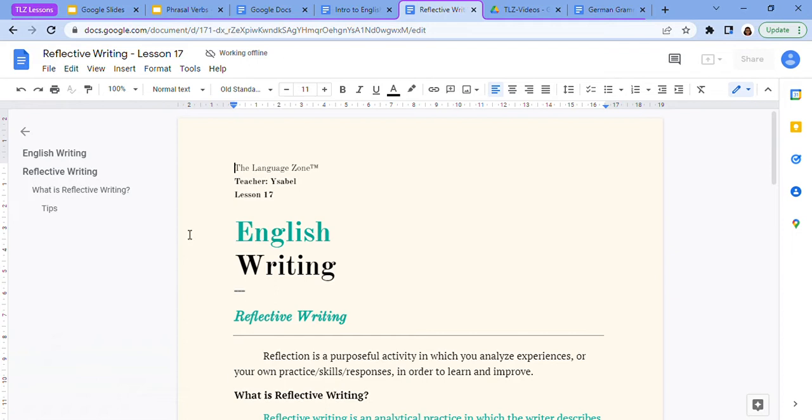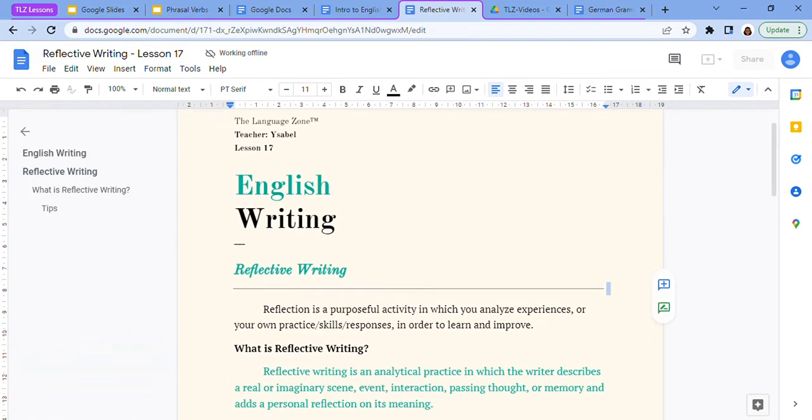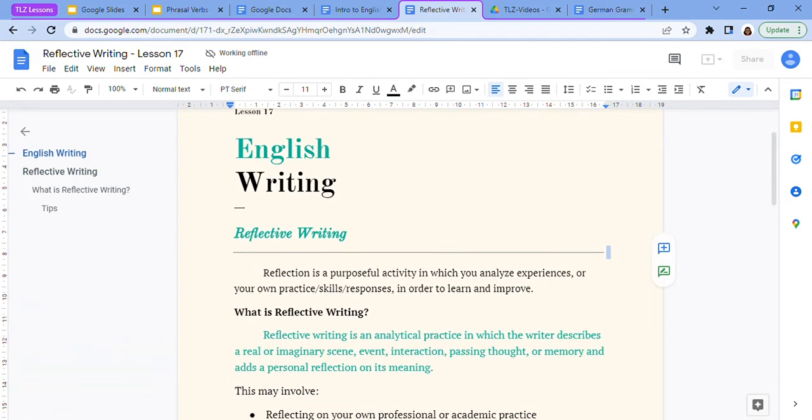So, today we are going to talk about reflective writing. Now, reflection is a purposeful activity in which you analyze experiences or your own practice, skills, and responses in order to learn and improve on yourself. So, reflective writing is the analytical practice in which the writer describes a real or imaginary scene, event, interaction, passing thought, or even just a memory, and adds a personal reflection on its meaning.